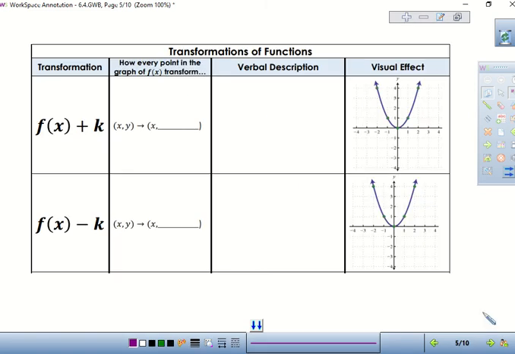Alright, so transformations of functions. We're going to start by doing all of the vertical transformations first. Those are the easier ones. And these are the ones that we use more frequently.